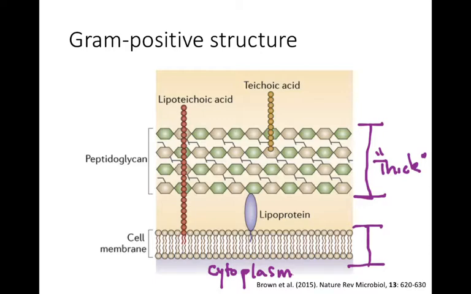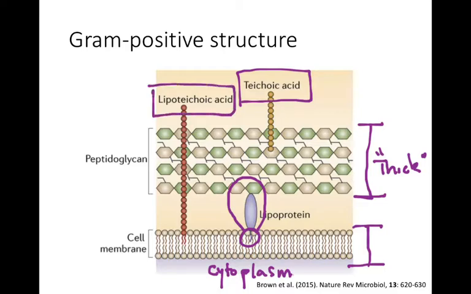Gram-positive bacteria also have lipoproteins, so these are proteins that have maybe a lipid tail and that help to anchor the peptidoglycan to the cell membrane. We've also got two different types of teichoic acid: just teichoic acid, which begins within the peptidoglycan, and lipoteichoic acid, which originates within the cell membrane.